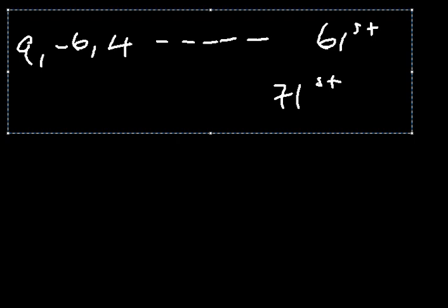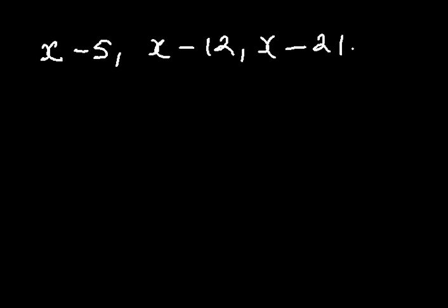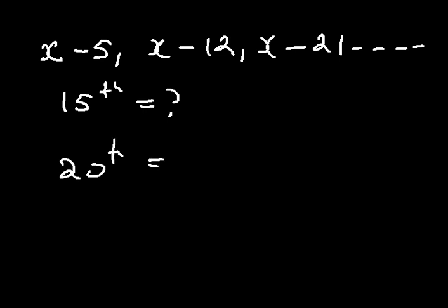And also in the same case, let's say we have a geometric progression given as x minus 5, x minus 12, x minus 21. Let's say this is the typical geometric progression series. What is the 15th term? And what is the 20th term? And also what is the 32nd term, if this is the case? So try to work that out in your own time.